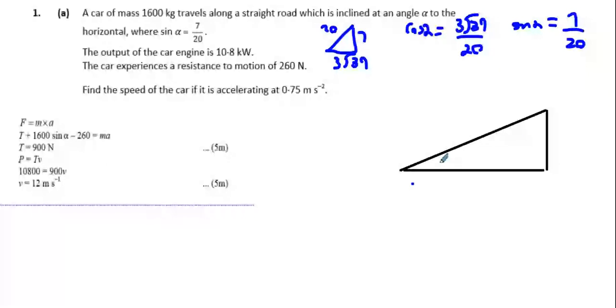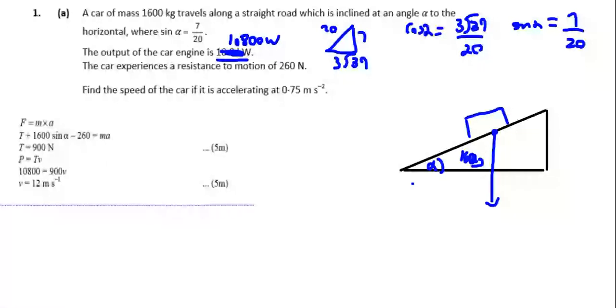Now, what we know here is that the car has a power dragging up the hill. So it can operate at 10.8 kilowatts or 10,800 watts. Okay. The car experienced a resistance to the motion of 260 newtons. That's all right. But we're also going to take in the weight into consideration as well. So imagine you're a car, you're going straight down, and you weigh 1,600. So it's 1,600 G is your weight.